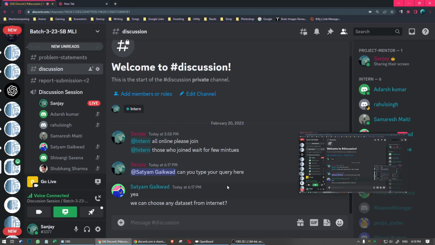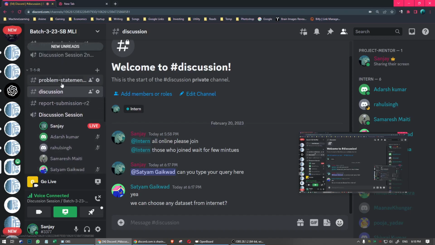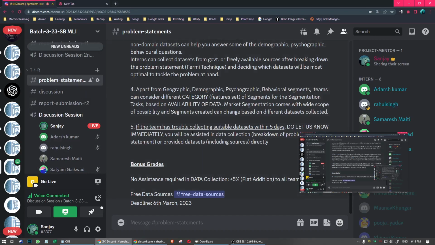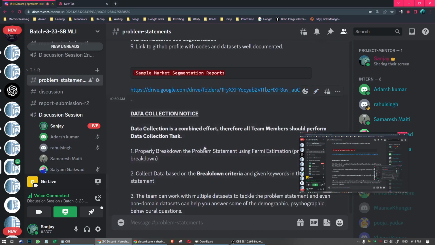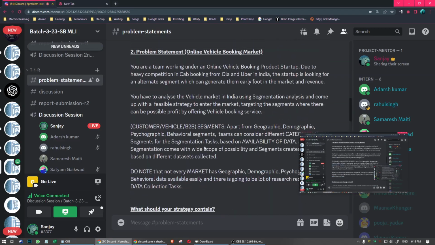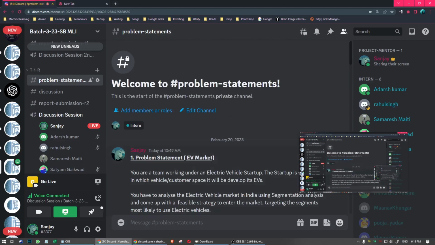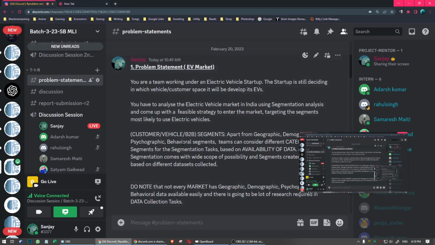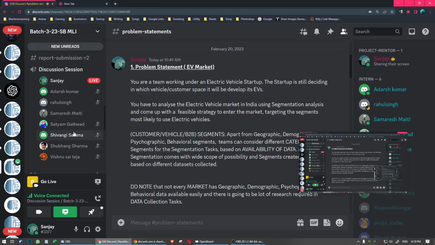Yeah, so basically relevant data sets. You can collect any real world data sets from the internet, but they have to be relevant to the problem statement. So let's say you are working on the EV market problem, then it has to be related to the vehicle market or the EV market. It has to be relevant to the problem statement.